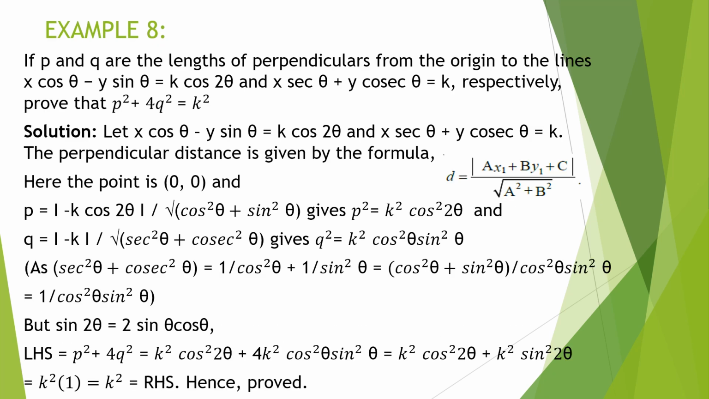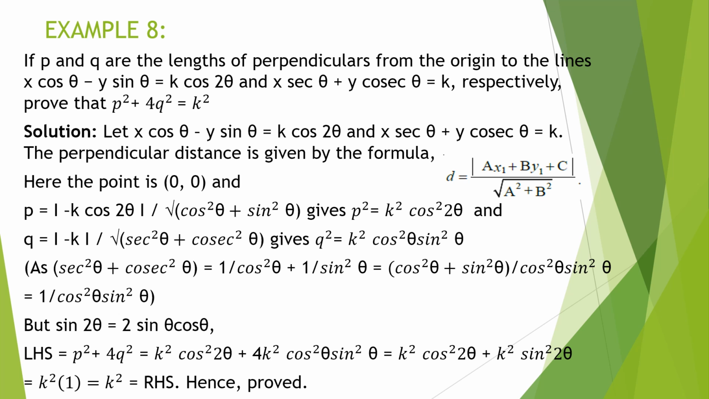Example 8. If p and q are the lengths of perpendiculars from the origin to the lines x cos theta minus y sin theta equal to k cos 2 theta and x sec theta plus y cosec theta equal to k respectively, prove that p square plus 4q square is equal to k square. So what you are given is p and q are the lengths of perpendicular from the origin to the two lines x cos theta minus y sin theta equal to k cos 2 theta and x sec theta plus y cosec theta equal to k. Now we know the perpendicular distance formula.